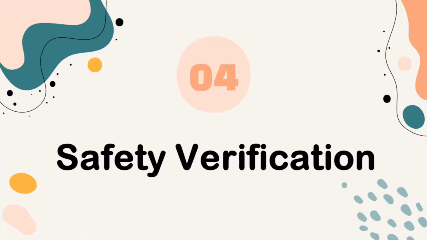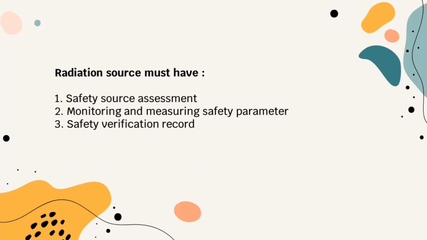Safety verification. A radiation source must have: number one, safety source assessment; two, monitoring and measuring safety parameters; three, safety verification record.